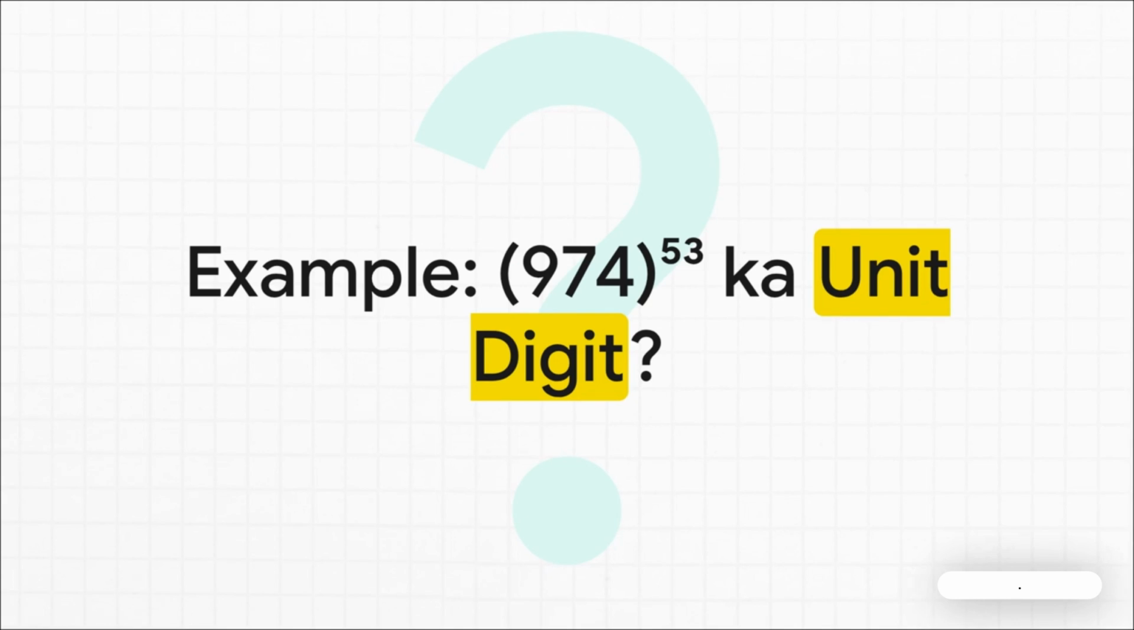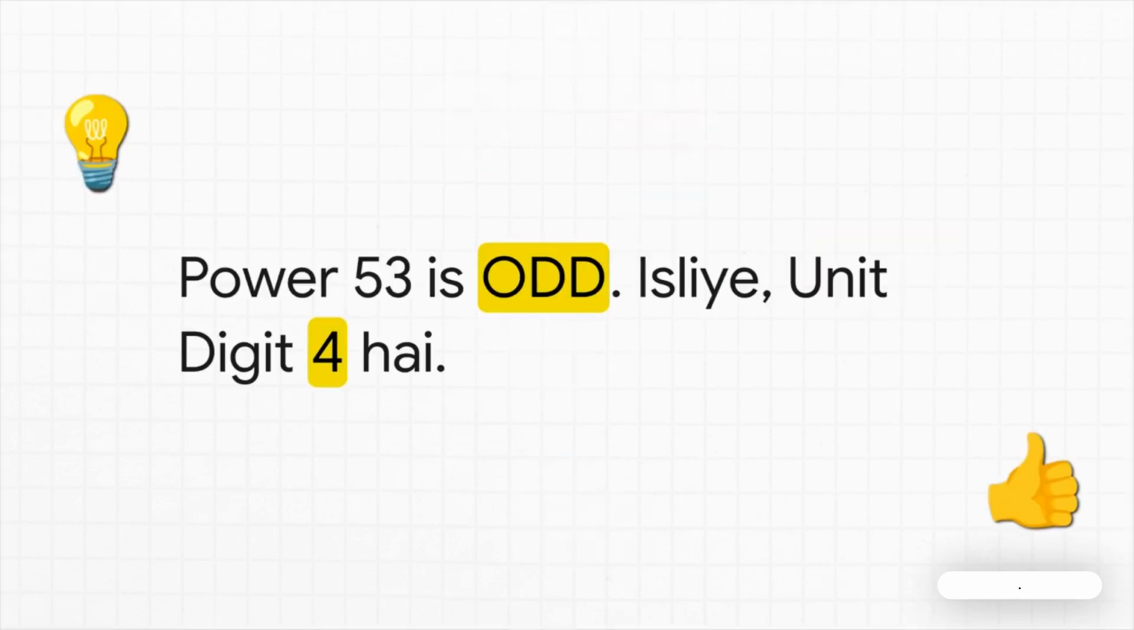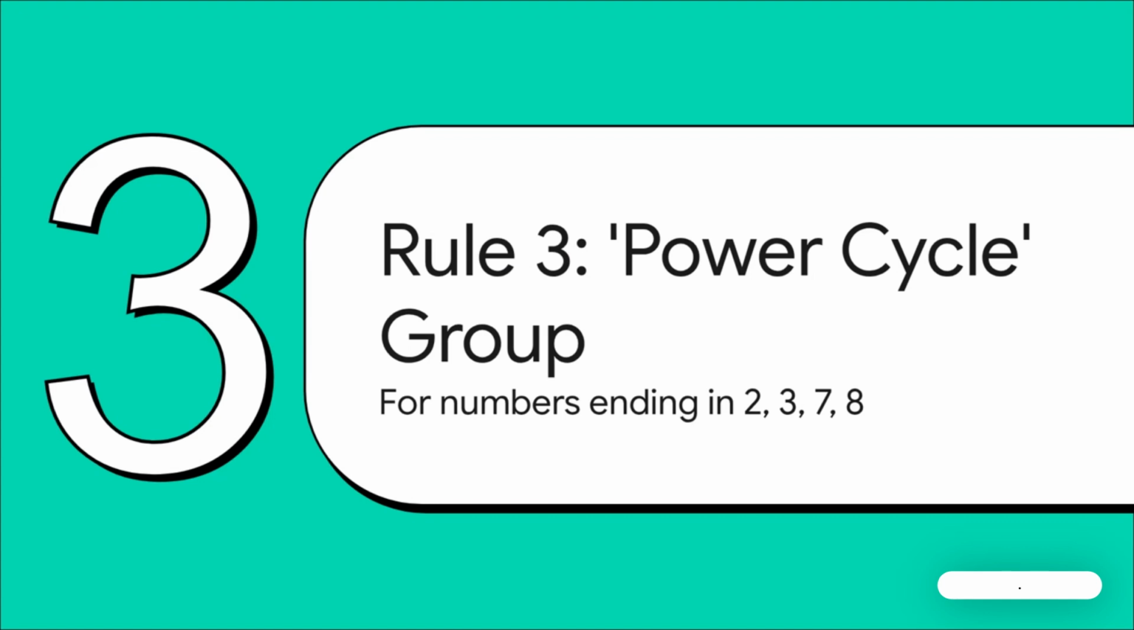Let's try a quick example. What's the unit digit of 974 to the power of 53? Take a second, think about it. Exactly. The base number ends in 4, and the power is 53, which is an odd number. So, according to our rule, the unit digit has to be 4. How easy was that?